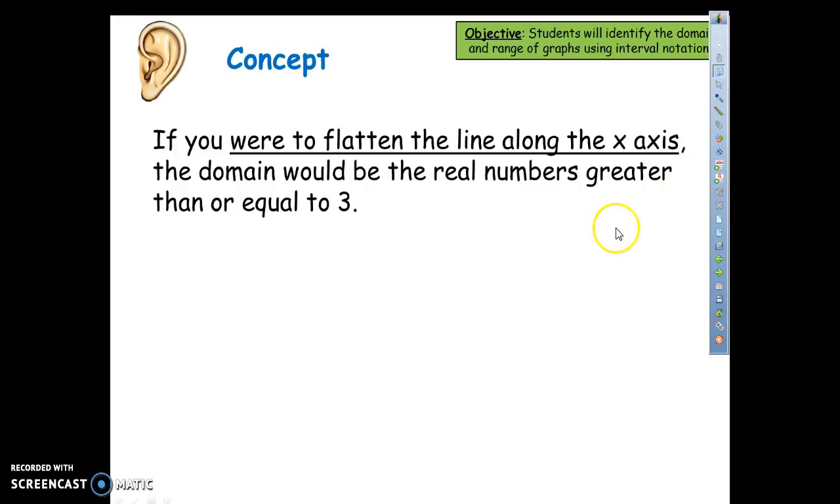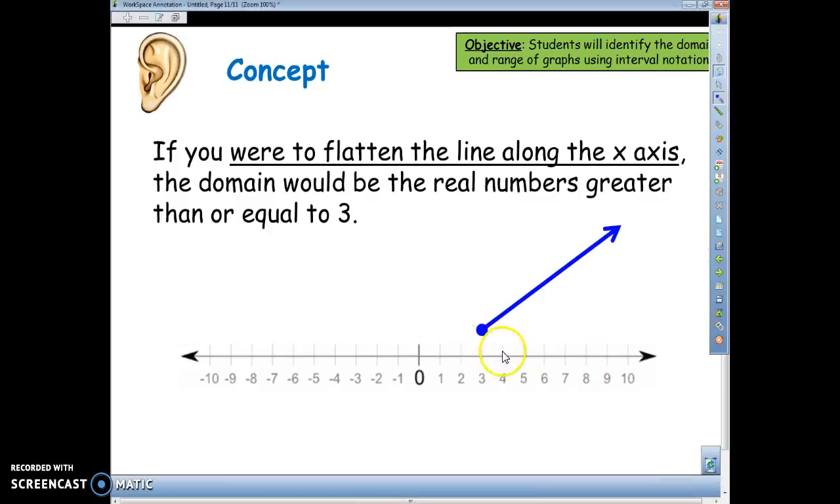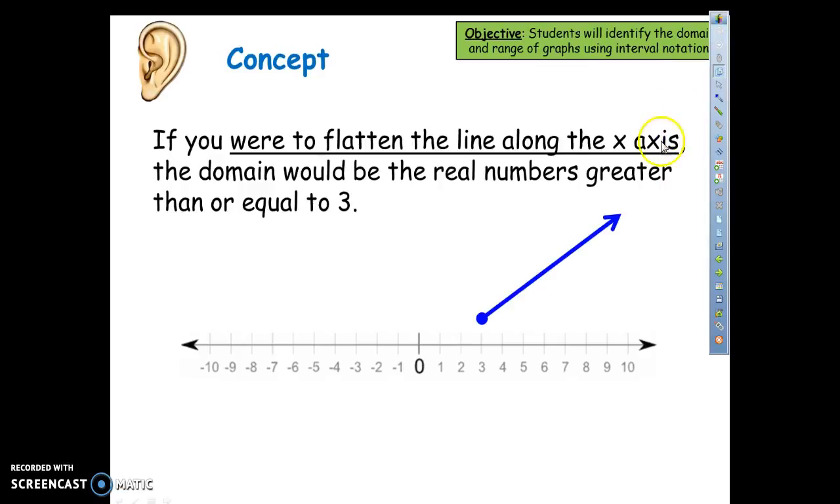If you were to flatten the line along the x-axis, the domain would be the real numbers greater than or equal to 3. So if I was to flatten this, push it down onto this x-axis, notice this value would come down onto 3, and I would have an arrow that would go out to infinity. And we're going to use this idea when we're talking about domain and range from graphs right now.